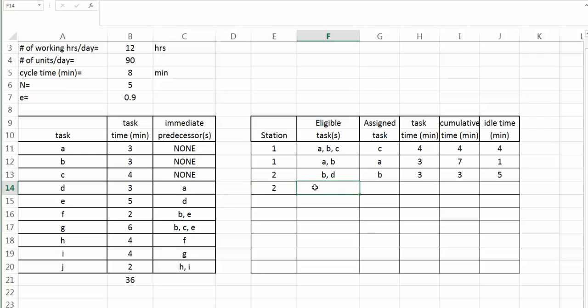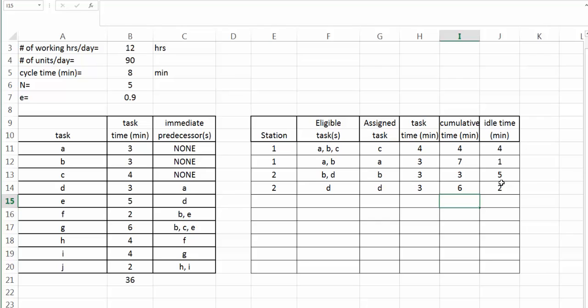What are the eligible tasks over here? A, B, C are assigned. As a result, let's take a look. D is the only one eligible at this moment. Because, say, if you want to assign task E, it cannot be done because you have to wait until task D is completed. So D is the only task eligible. As a result, we're going to assign D to workstation 2, which takes 3 minutes. Cumulative time will be 6 minutes because B and D are assigned to station 2. Idle time will be 8 minus 6, 2 minutes.